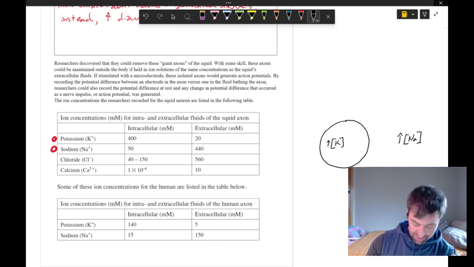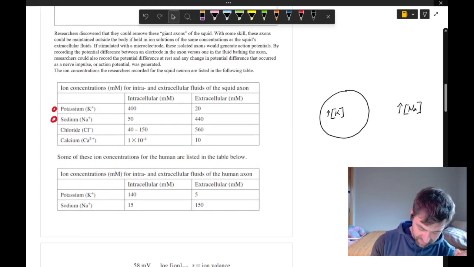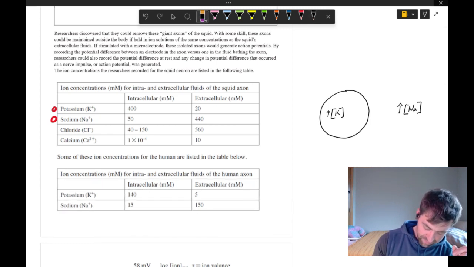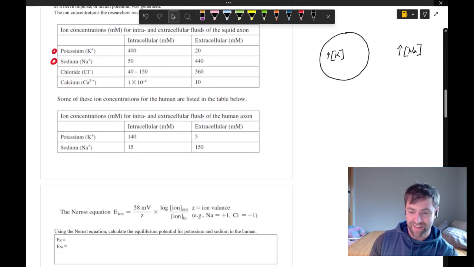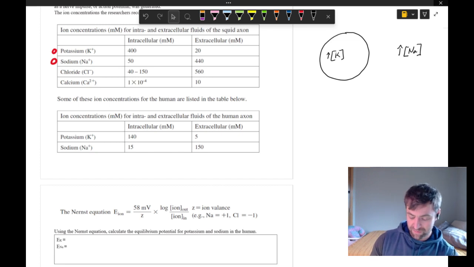Some of the concentrations for a human are listed below. Again, you will notice the same trend. Potassium is high on the inside and low on the outside. And then we're given this equation. And this equation is helpful for quantitatively explaining or measuring what we're about to show you, basically. Using the Nernst equation, calculate the equilibrium potential for potassium and sodium in the human.